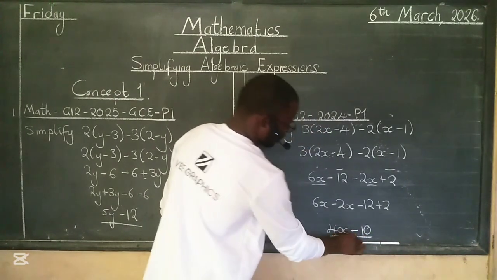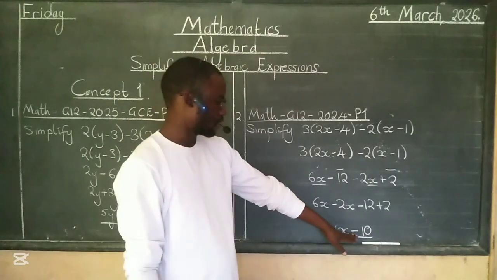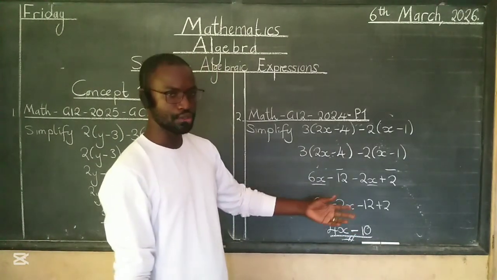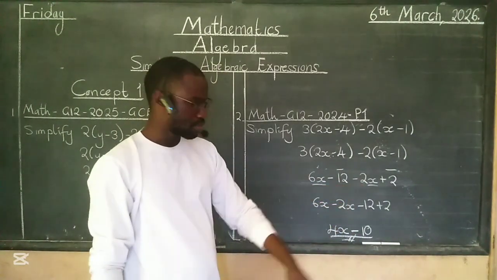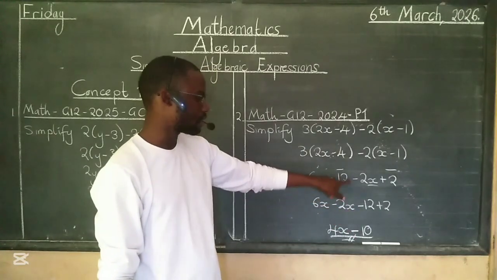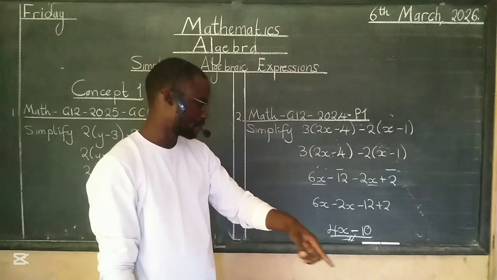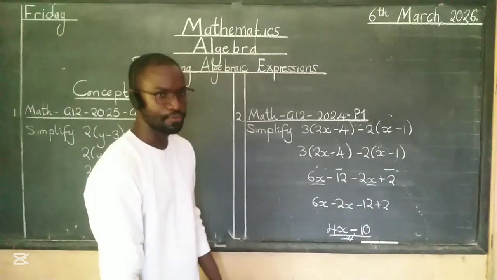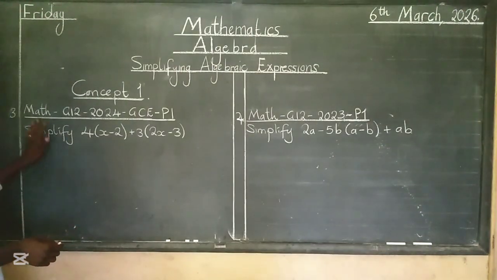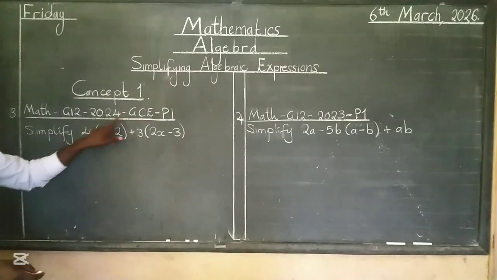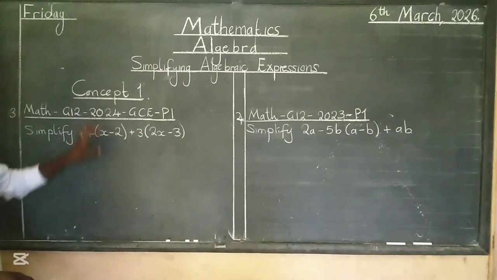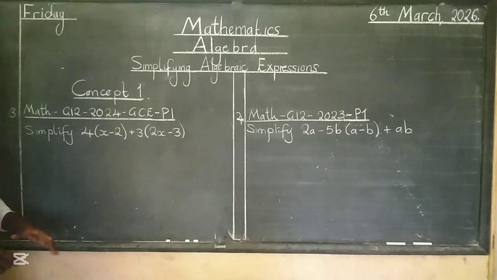10. If you don't understand where negative 10 is coming from, use that method I showed you. Follow the steps. So, negative direction, 12 steps, then positive direction, 2 steps. You will land on negative 10. Example 3. So, Mathematics Grade 12, 2024 GCE Paper 1. So, 2024, same question, it always comes.